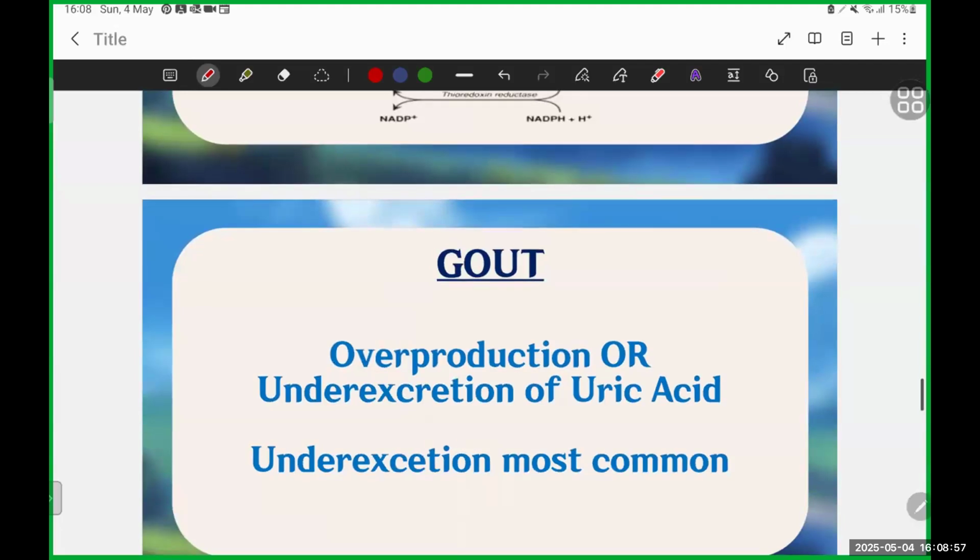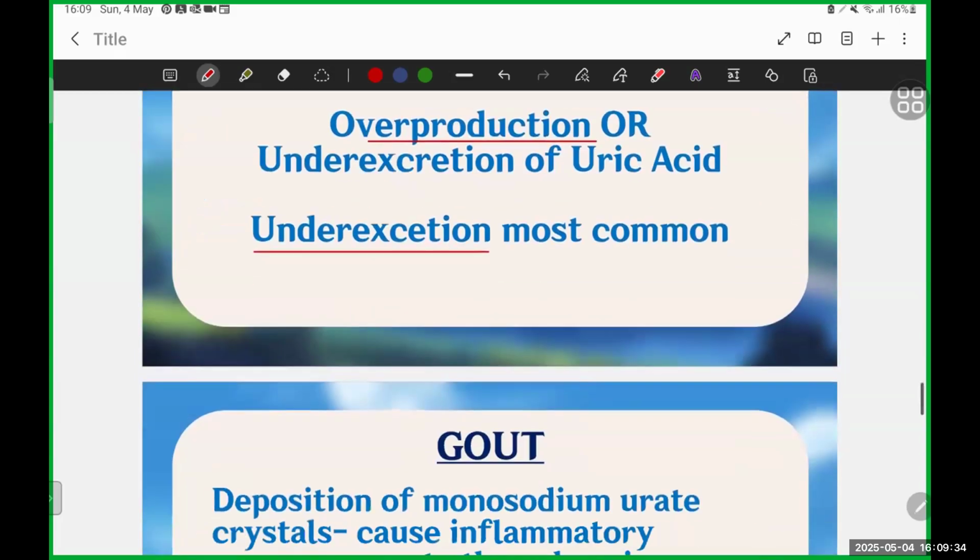Okay, gout. We've all heard about gout, so what is gout exactly? Gout is basically the overproduction or underexcretion of uric acid. They're basically the same thing. If you produce more uric acid, there's more uric acid in your body. If you underexcrete, you get rid of less uric acid. Again, there's more uric acid in your body. But the more common one is underexcretion. In 90% of the cases, underexcretion happens.